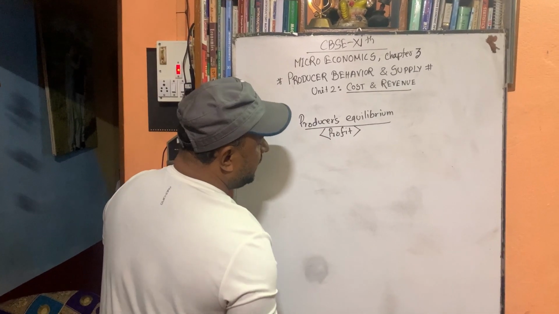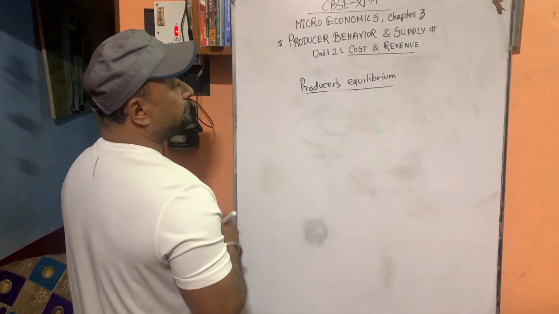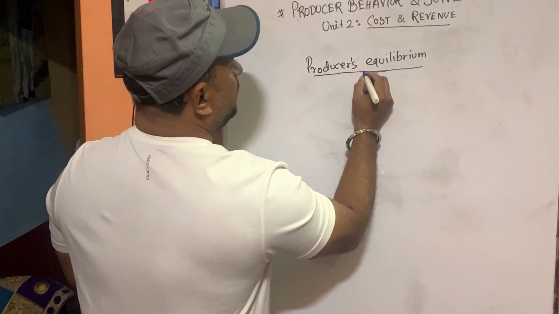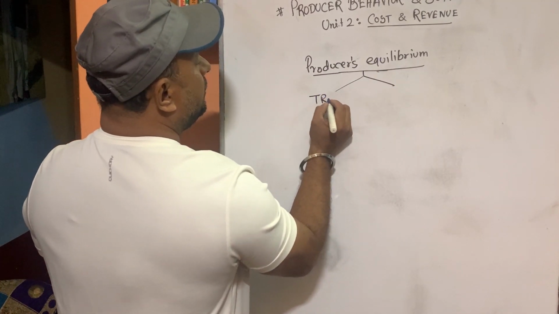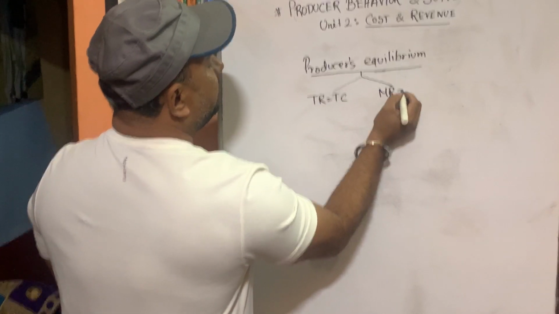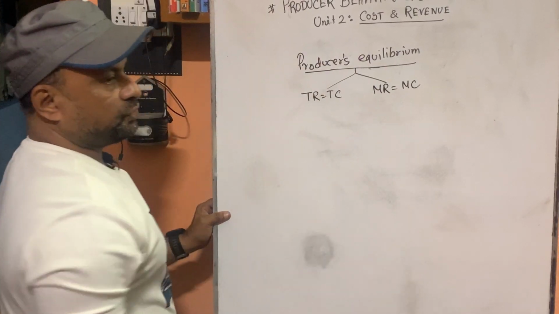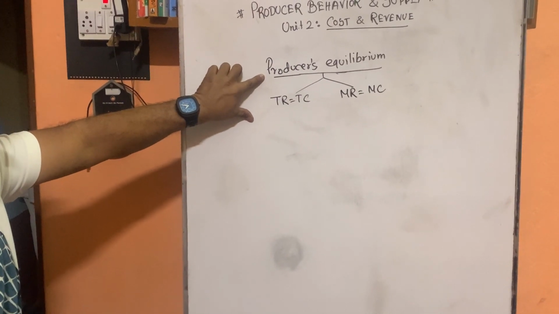Okay. Now to determine the maximum profit level, there are two processes. First one is the total revenue, total cost approach. Second one is the marginal revenue and marginal cost approach. These are the two methods through which we can determine producer's equilibrium.